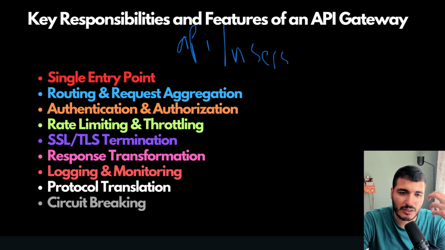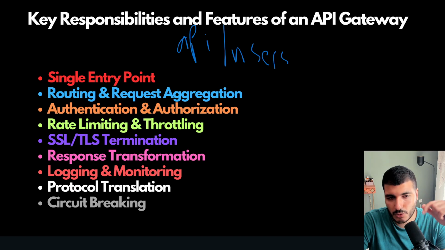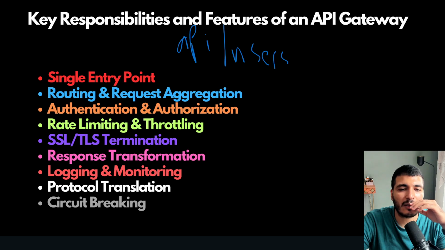Number three, authentication and authorization. The API gateway is an ideal place to centralize security enforcement. It can validate API keys, JSON Web Tokens, or OAuth tokens, protecting your backend microservices from unauthenticated or unauthorized access. The backend services then only receive authenticated requests.